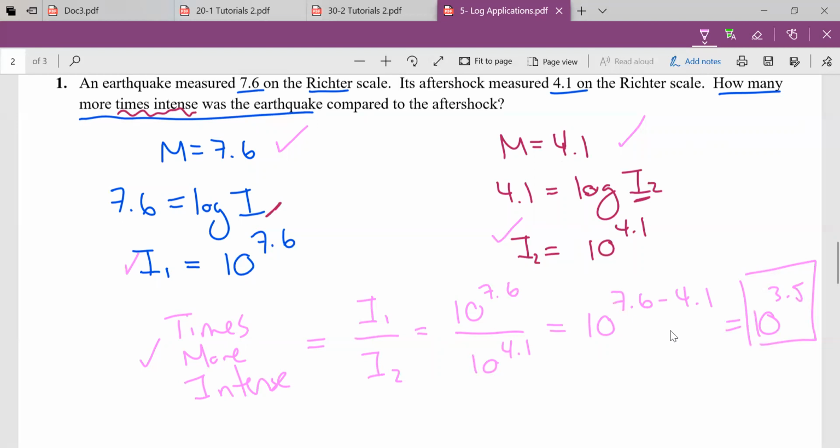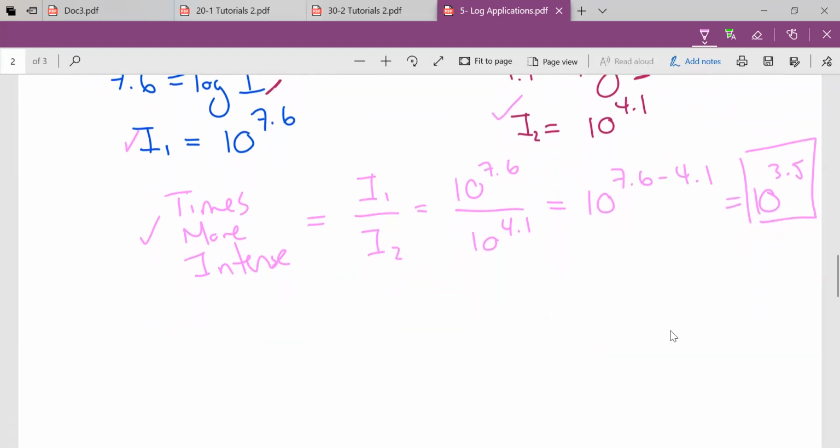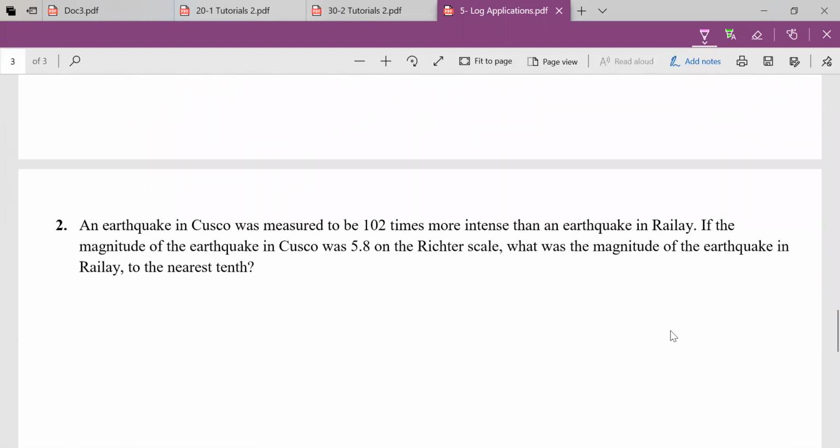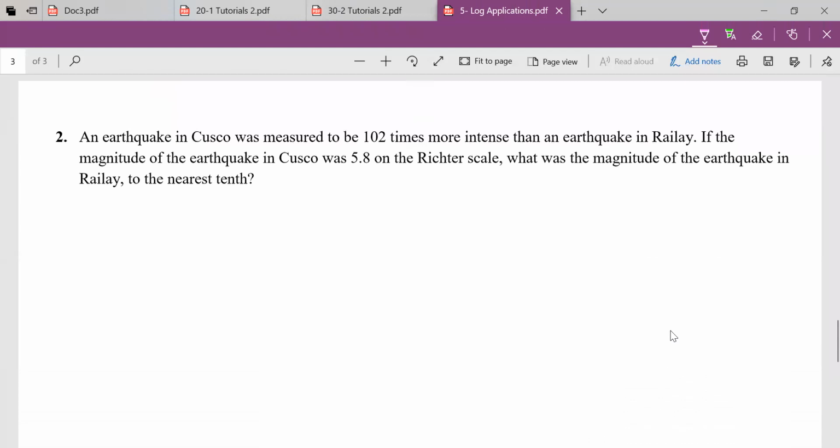Okay, you'll get the same question with decibels and pH saying, here's a sound, it's really loud, here's a sound that's not as loud. Here's an acid, here's a base, how many times stronger? So they're all the same, like I was saying. Okay, let's just do one more.